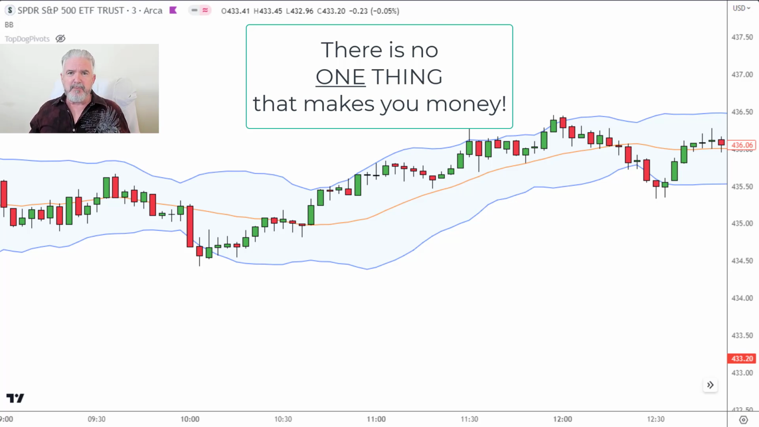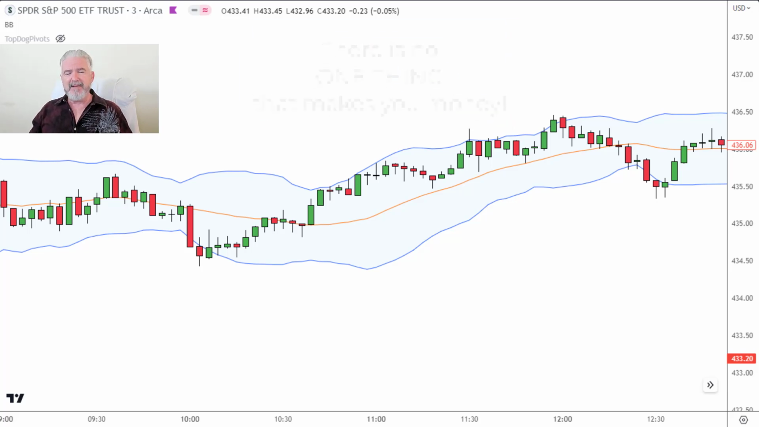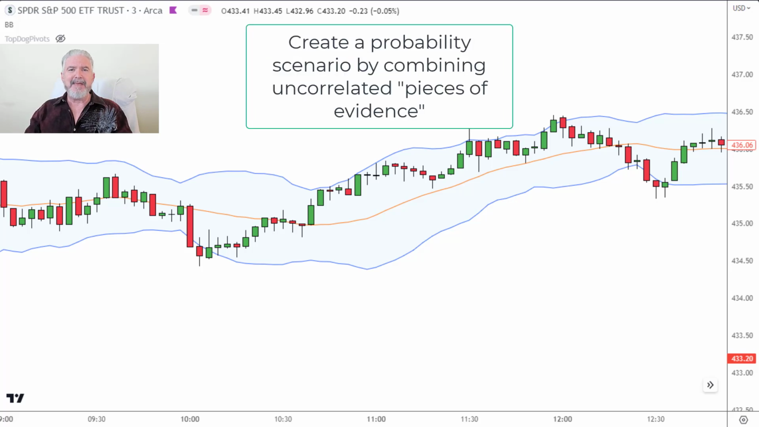Nobody knows what the market's going to do in the future. And so what we have to do is trade probabilities. Now, you've probably heard that, and yet people in their mind are still looking for certainty. There's no certainty in the market. So we need a statistical probability. And how we do that is we put together uncorrelated pieces of evidence. It's almost like putting together a legal case.